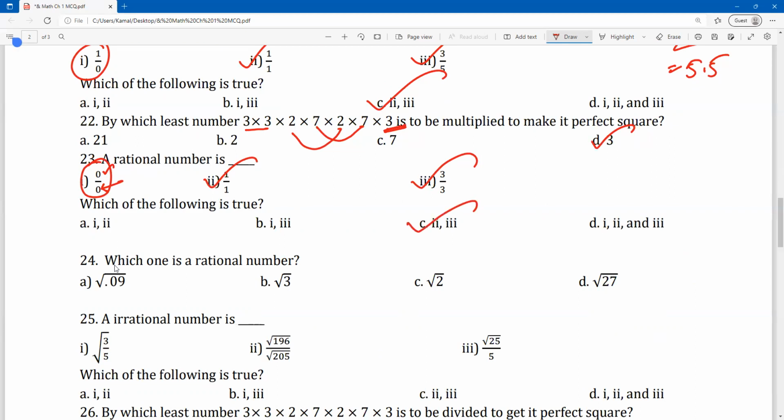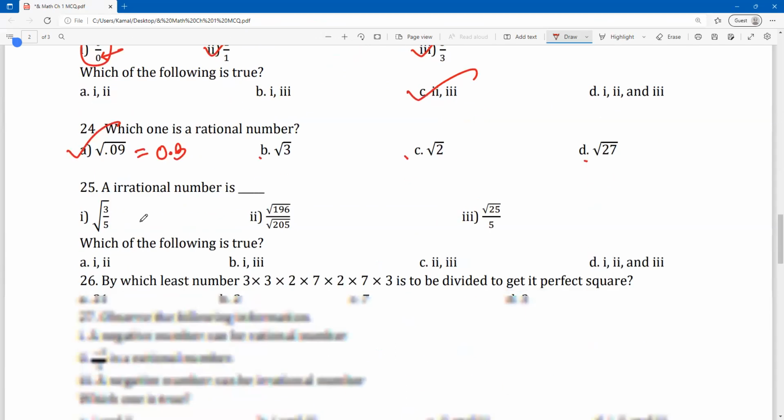Which following one is a rational number? Okay, review this one. Which following one is a rational number? If we use here 0.09, there will be 0.3. And this is an irrational number, this is an irrational number, this is an irrational number. So the answer is only A.